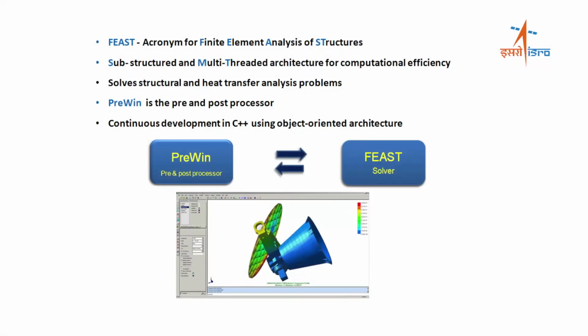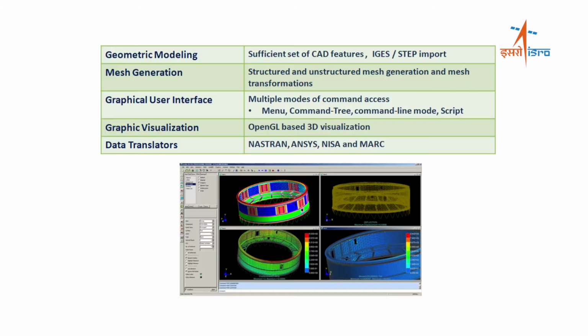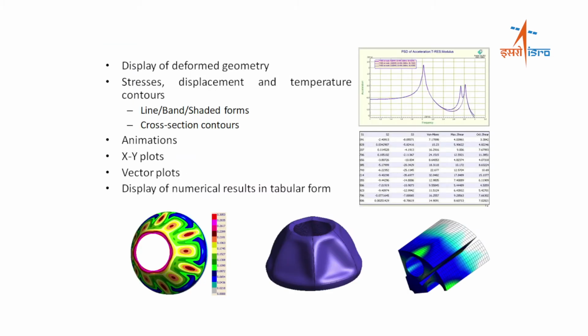Previn is a pre- and post-process of FEIS software based on Graphical User Interface 3D visualization package. This is used to create data files for FEIS solver and post-process the results generated by the solver. Previn is driven by commands to create and manipulate geometry, generate mesh, setting properties, loading and boundary conditions on the models. The post-processor can visualize the results in various forms like contours, animations, graphical plots, tables, etc.